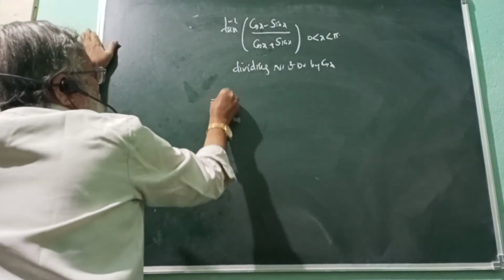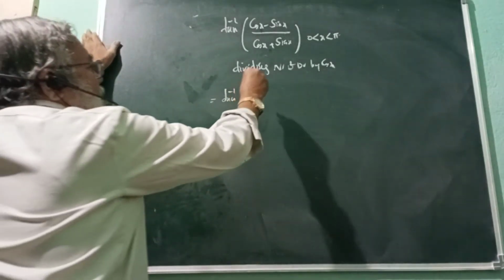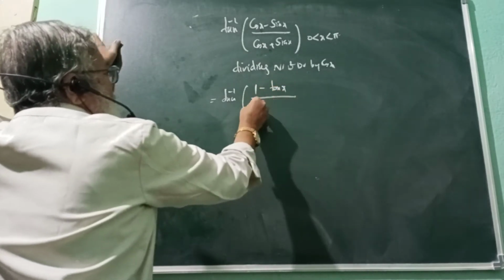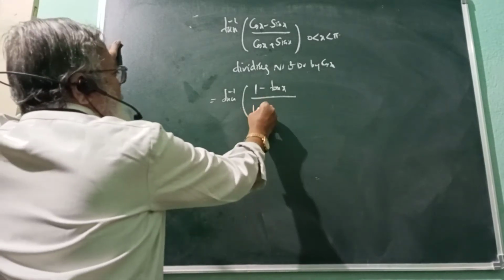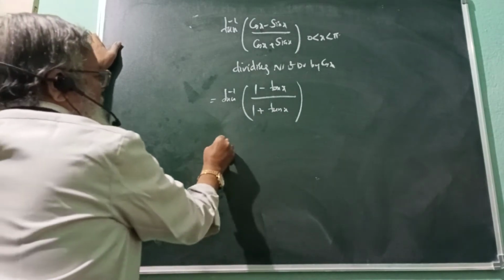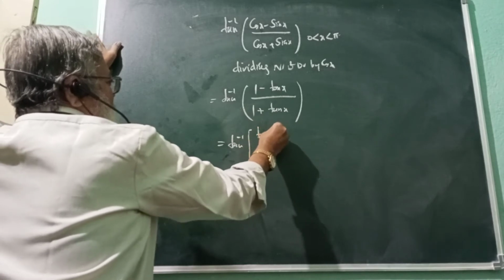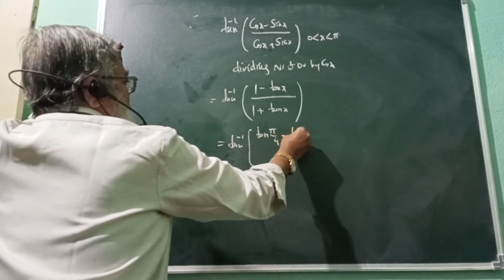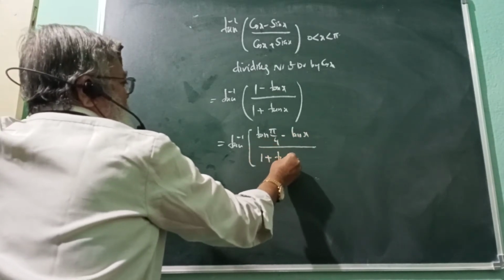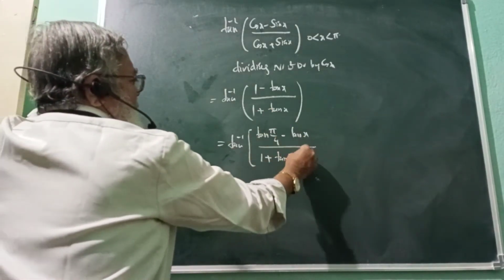What we get is tan inverse of cos x by cos x, which is 1, minus sin x by cos x, that is tan x. Here again cos x by cos x is 1, plus sin x by cos x, again tan x. Now, 1 can be written as tan 45, tan pi by 4, minus tan x divided by 1 plus tan 45 multiplied by tan x, because the value is 1. 1 into tan x will be tan x.